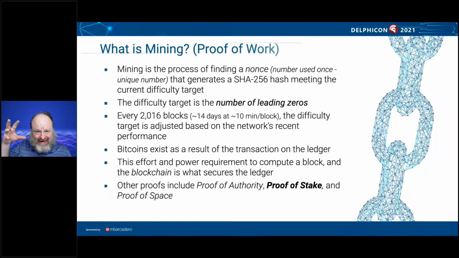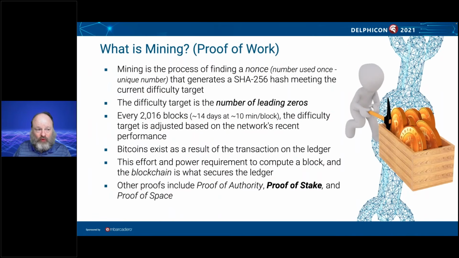So the mining that's used right now on Bitcoin and Ethereum is called proof of work. Mining is the process of finding a nonce, which is a number used once, that generates a hash meeting the current difficulty target. The current difficulty target is the number of leading 0 bits that it must have. That changes every 2,000 blocks, which is roughly 14 days, based on the current production power of the network. As the network gets more power, as more computers are mining, the number of required zeros changes in order to maintain a target of a block completing every 10 minutes.